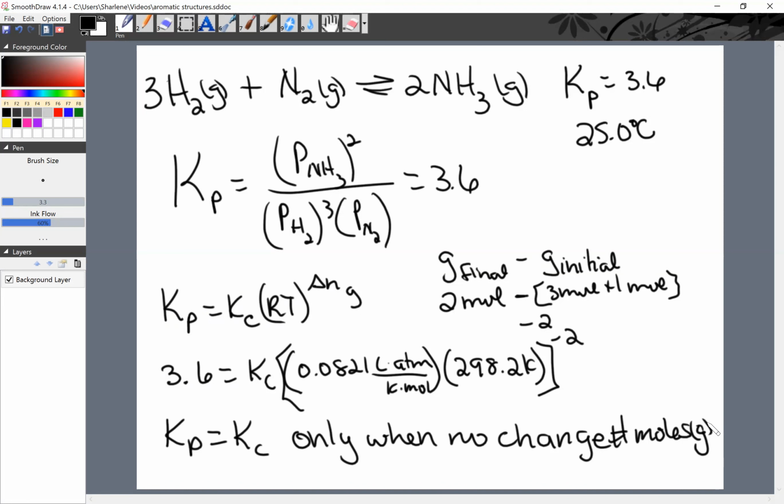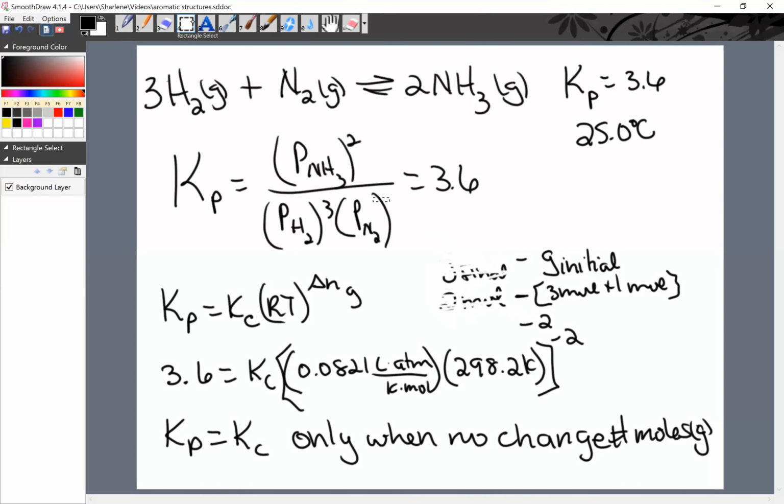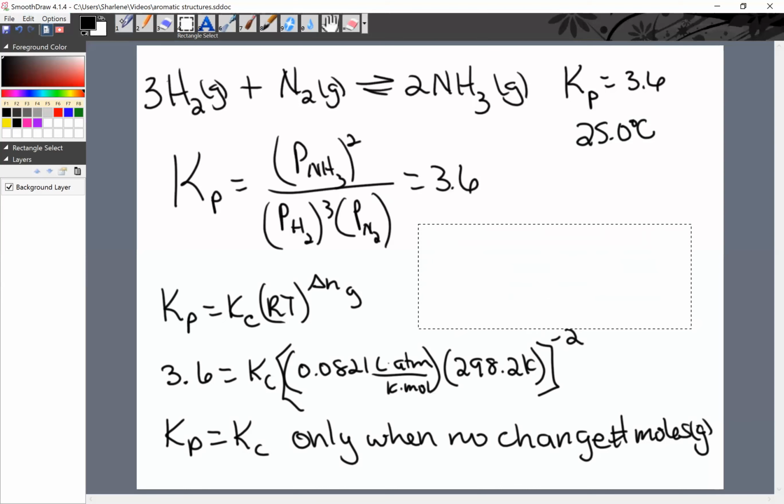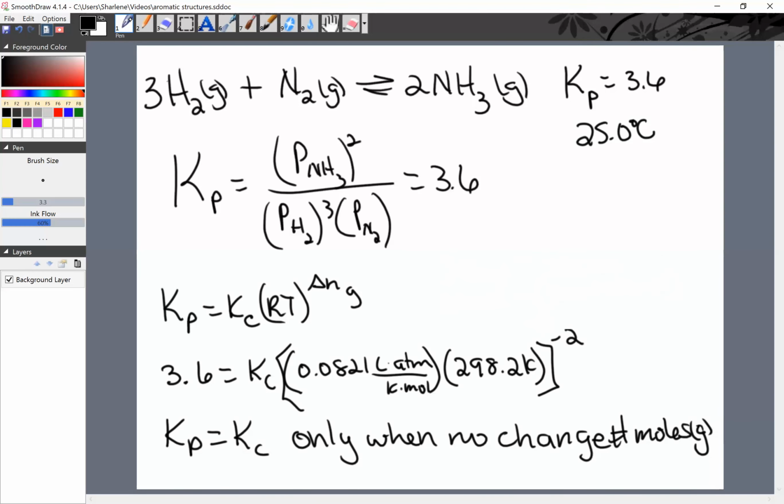All right, that's how we're going to get between Kc and Kp. Mathematically, it is just algebra, but let's solve this one. All right, so calculator.